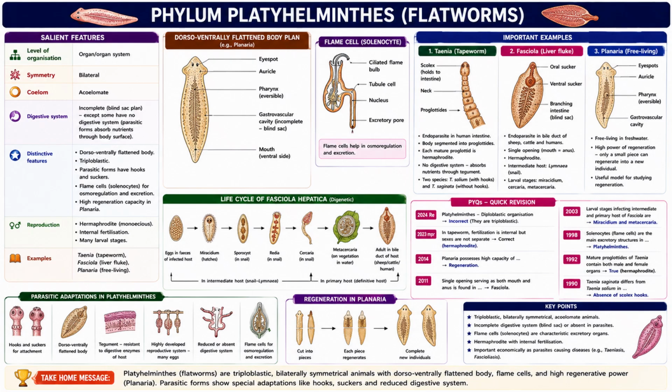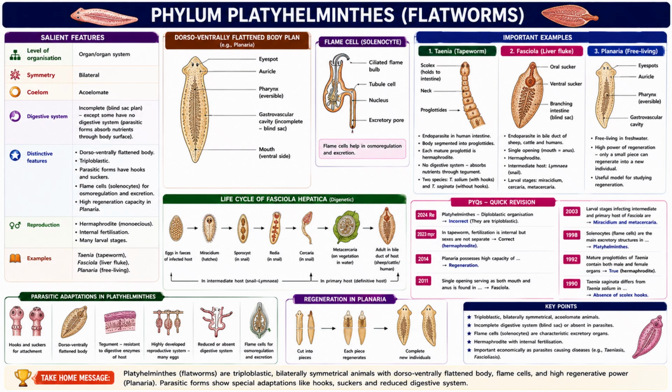Taenia is an endoparasite in the human intestine, Taenia solium or Taenia saginata. There are many types of Taenia actually. They are endoparasites in the human intestine. The body is segmented into proglottids. Each mature proglottid is hermaphrodite. No digestive system; it absorbs nutrients through the tegument present on the surface. Two species: Taenia solium with hooks and Taenia saginata without hooks. Taenia solium is the pork tapeworm and Taenia saginata is the beef tapeworm.